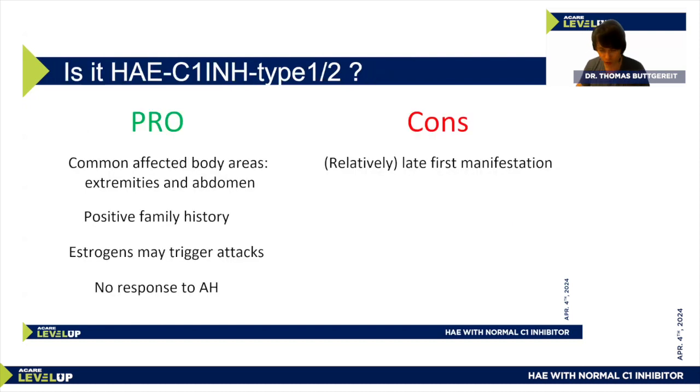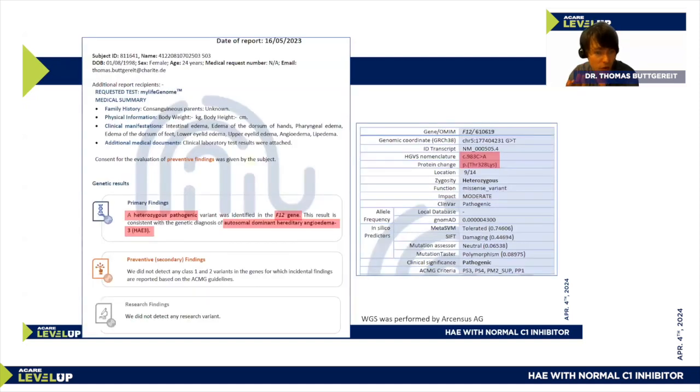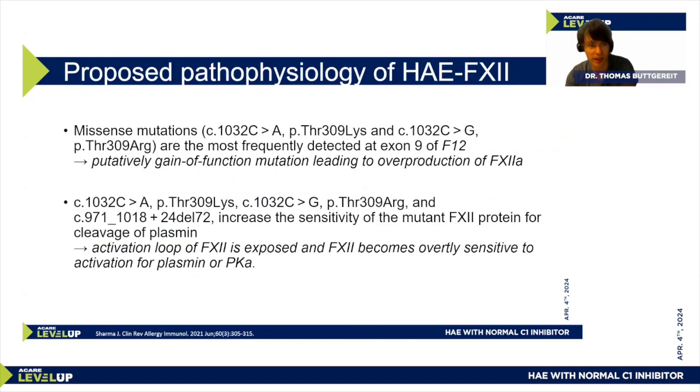So when we think about this situation, one diagnosis comes to mind: is it HAE type 1-2? There are some arguments for this. We have the positive family history, the estrogens, the non-response to antihistamines, and the commonly affected areas, but the relatively late first manifestation. And this patient was normal for C1 inhibitor levels and C4, and was tested again. We found a heterozygous pathogenic variant of the factor 12 gene in this patient in the IMAGINE project. And the reason for the attacks was obviously the estrogens, the pill she was taking.